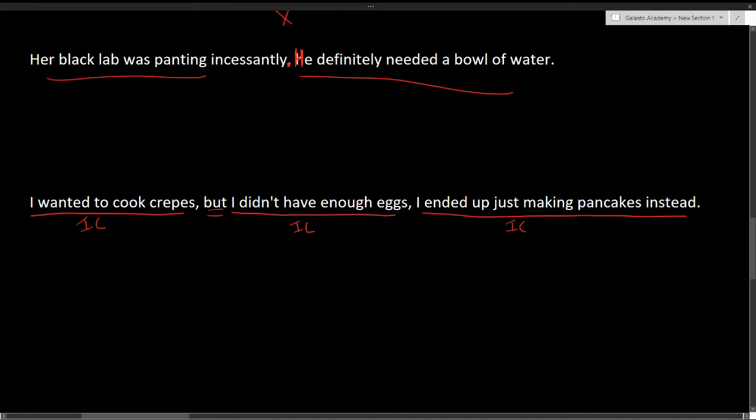So, judging by our rule, which is to join two independent clauses, we need a comma and conjunction. This connection is good. I didn't have enough eggs, comma, I ended up just making pancakes instead. Remember, our comma is not strong enough to connect two independent clauses all by itself. So, we could put in a conjunction, as we've done before. I wanted to cook crepes, but I didn't have enough eggs, so I ended up just making pancakes instead. That sounds fine. Or, as we did above, we could get rid of that conjunction, go ahead and turn that comma to a period. Our I is already capitalized, so that would be grammatically correct as well.